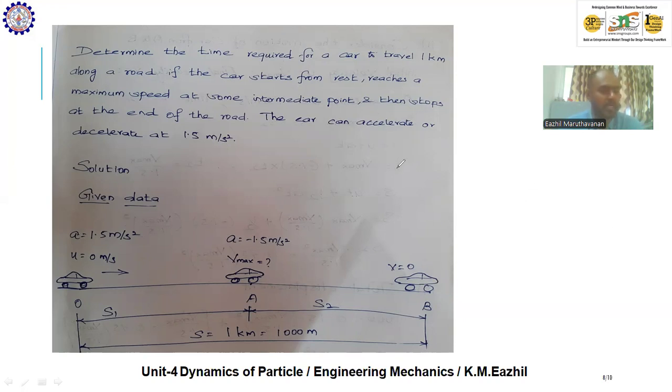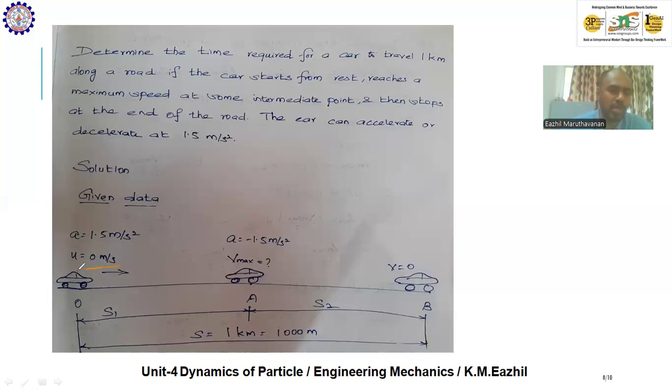First, we have to understand what has been given. The car travels for a distance of 1 kilometer. Between this 1 kilometer, two different scenarios happen. One, it starts from rest and reaches the maximum speed. After reaching the maximum speed, the car slows down and stops at the end point. So these are the two different scenarios that happen during the distance of 1 kilometer. So we have to draw a diagram.